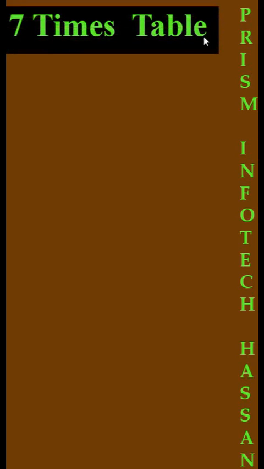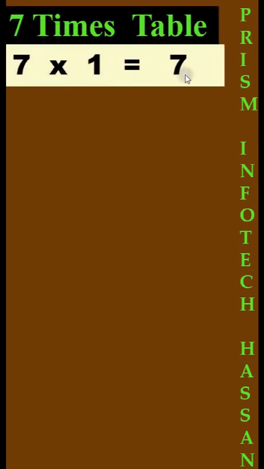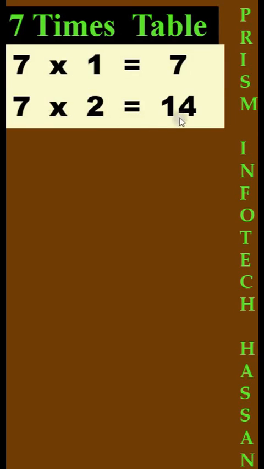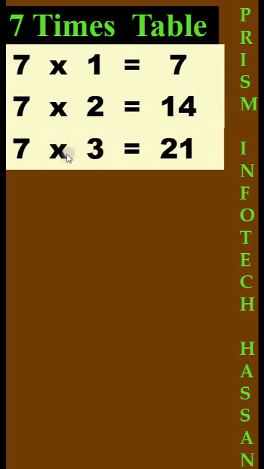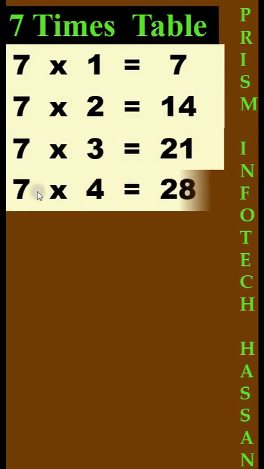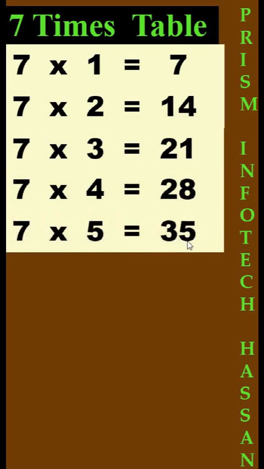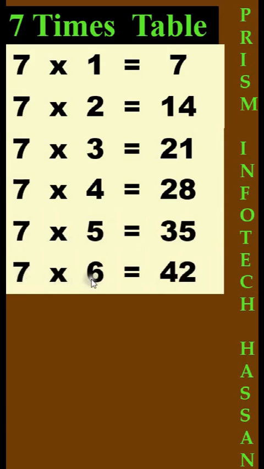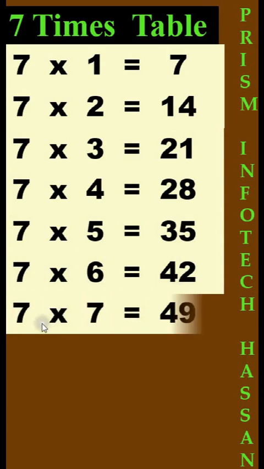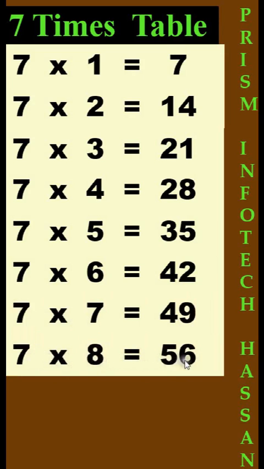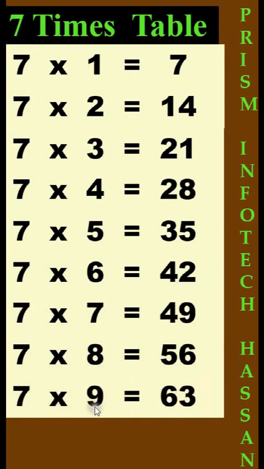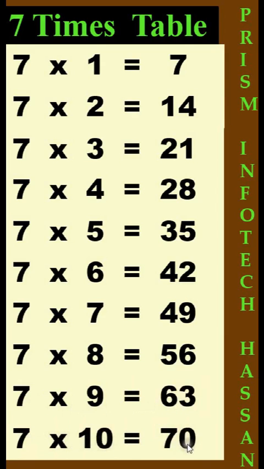7 times table. 7 times 1 is 7. 7 times 2 is 14. 7 times 3 is 21. 7 times 4 is 28. 7 times 5 is 35. 7 times 6 is 42. 7 times 7 is 49. 7 times 8 is 56. 7 times 9 is 63. 7 times 10 is 70.